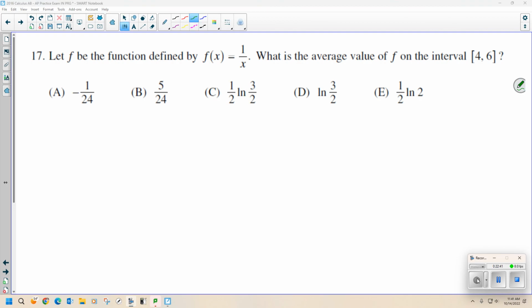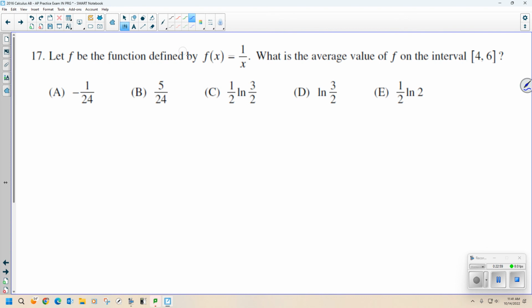Number 17. Let f be the function defined by f of x equals 1 over x. What is the average value of f on the interval from 4 to 6? Now, average value, okay, average value.